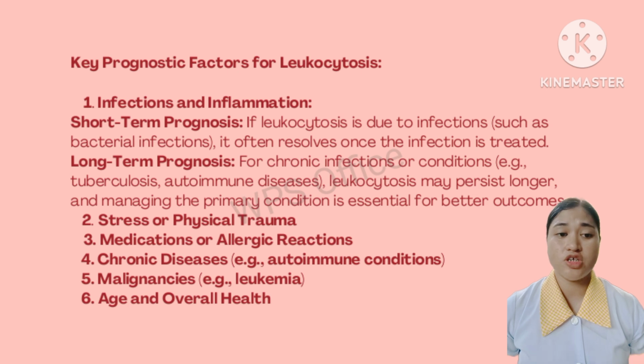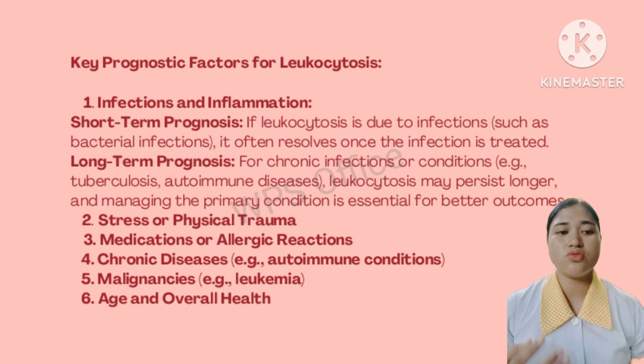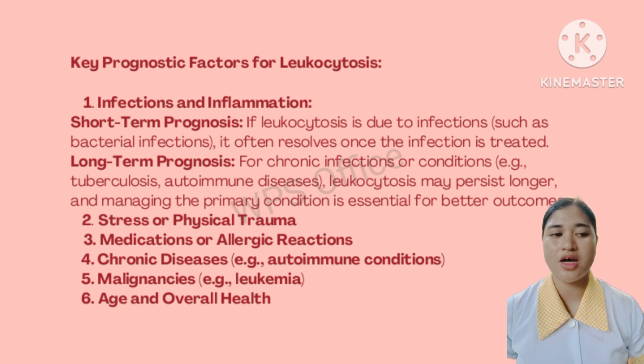The first one is the infection and inflammation. There are short-term and then long-term prognosis. In short-term prognosis, if leukocytosis is due to infections such as bacterial infection, it often resolves once the infection is treated. However, in long-term prognosis for chronic infections or conditions, example tuberculosis, autoimmune diseases, leukocytosis may persist longer, and managing the primary condition is essential for better outcomes.